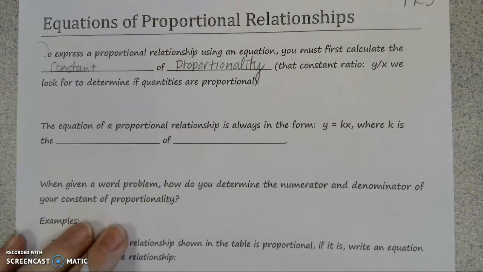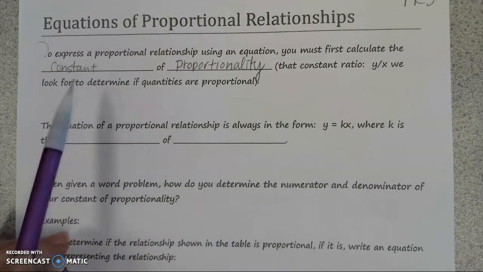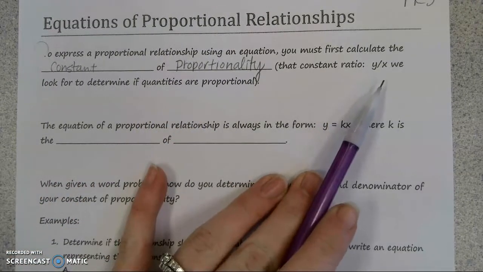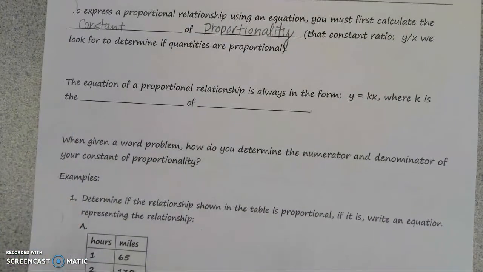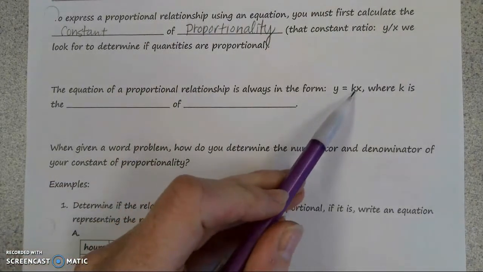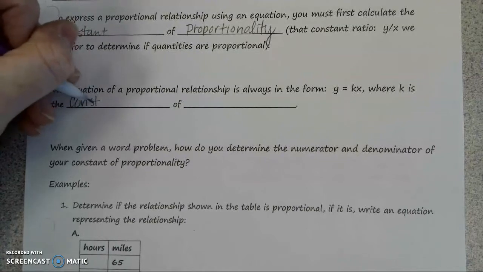So yesterday when we were looking at proportional relationships, that constant ratio, that's the constant of proportionality, also known as y over x. The equation of a proportional relationship is always in the form of y equals kx, where k is the constant of proportionality.